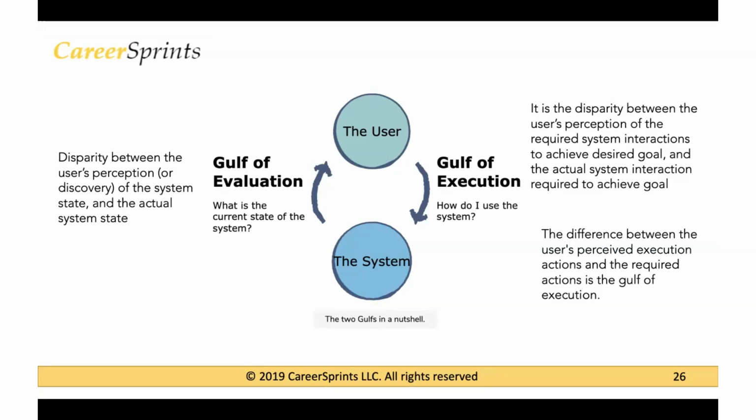So that is the gulf of execution. So there is the gulf of evaluation and there is the gulf of execution. In the gulf of evaluation, the user is just trying to understand what is the current state of the system. But in the gulf of execution, the user is trying to understand how do I use the system. Like if I move from a manual to an automatic car, I would not know how to use the system, right? Maybe someone has to explain it to me, or I need to actually watch a YouTube video to understand how to actually drive a manual, an automatic car.